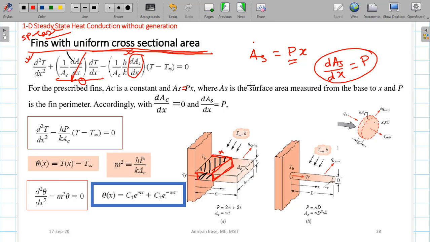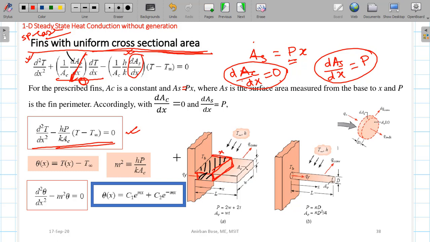And another thing is the cross sectional area, that means Ac. If Ac is the cross sectional area, that cross sectional area is not changing with x. So dAc/dx is equal to 0. So we have used these two conditions. If dAc/dx is 0, that is why this quantity is 0, and dAs/dx is P, so you just put dAs/dx as P, and the equation will take this particular form, as you can see here. So this is going to be our governing equation under the special case where uniform cross sectional area is there.